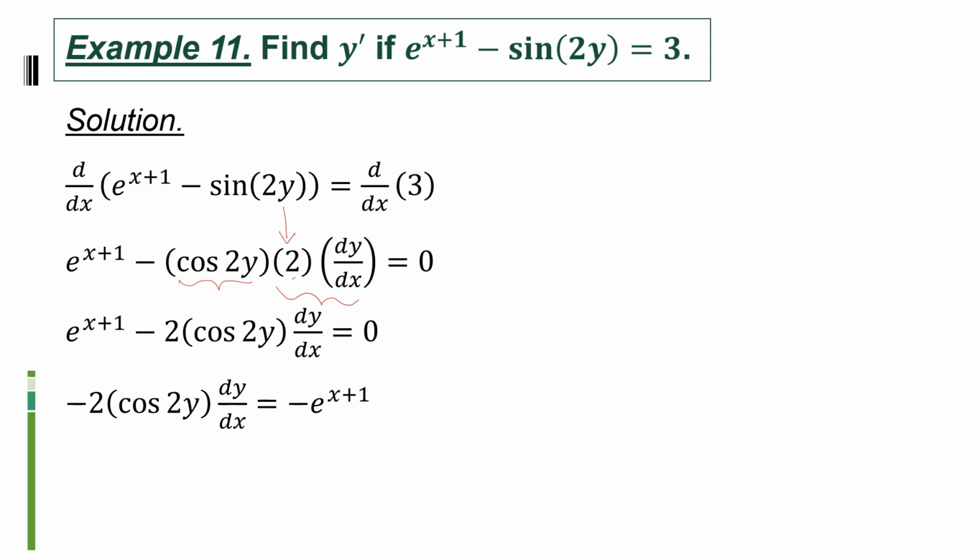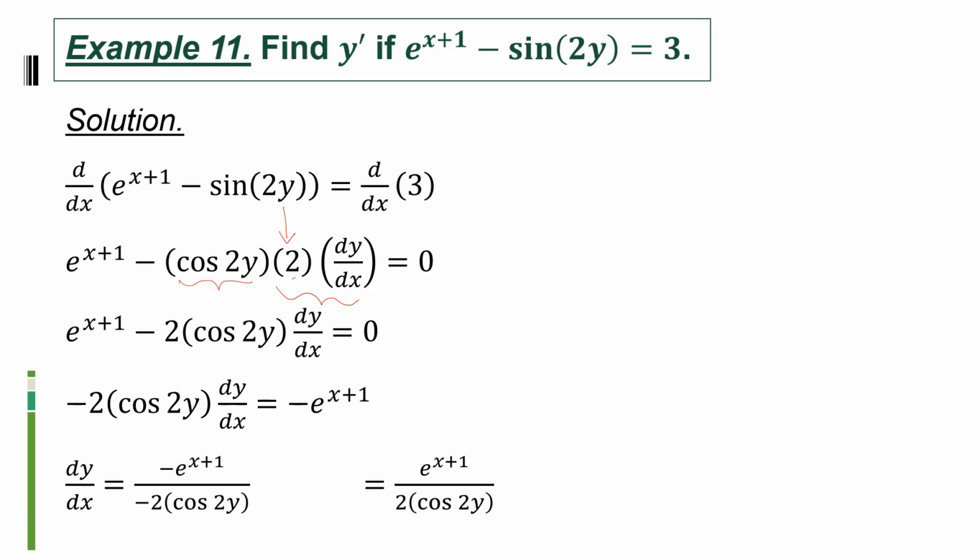Or that is now dy over dx is equal to the negative of e raised to x plus 1 all over negative 2 of cosine 2y. At pag tinanggal natin yung negative sign, we have e raised to x plus 1 all over 2 times cosine of 2y.